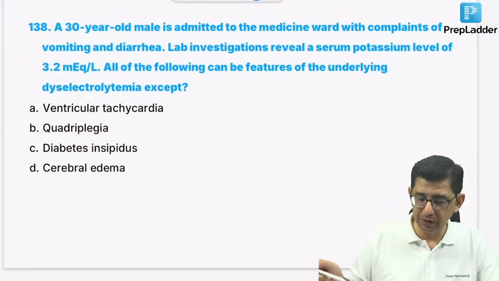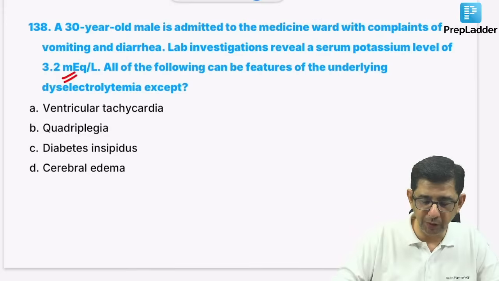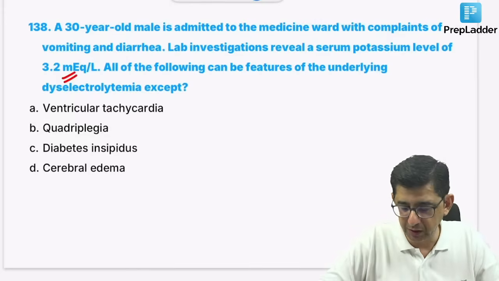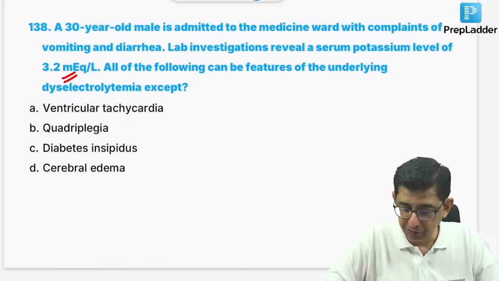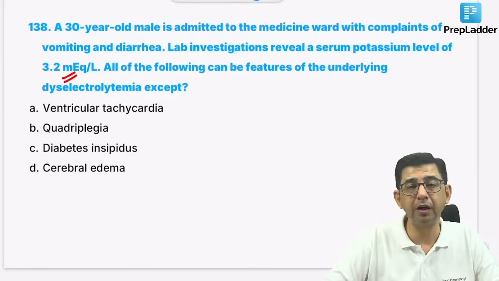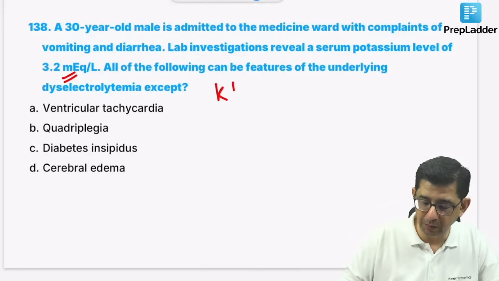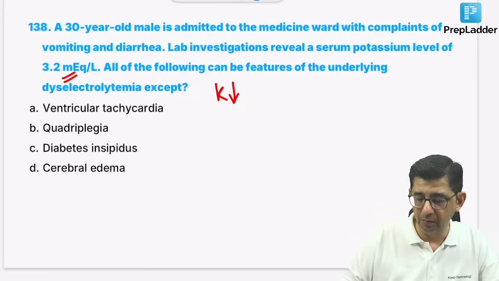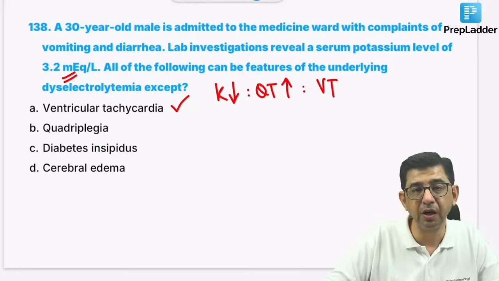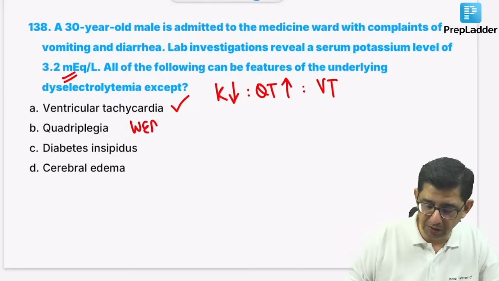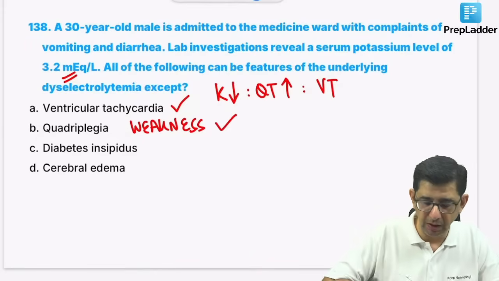Moving to the next question, a patient is admitted with complaints of vomiting and diarrhea. The potassium is 3.2. That's the cause of concern in this particular case. And he says, what will not be a feature of this electrolyte abnormality? So quick answers, guys. Hypokalemia can predispose to arrhythmias because it can cause QT prolongation, and this QT prolongation can increase the risk of ventricular tachycardia. So A makes sense. Because of the weakness in the muscles, there would be quadriplegia that can occur. So even B makes sense.